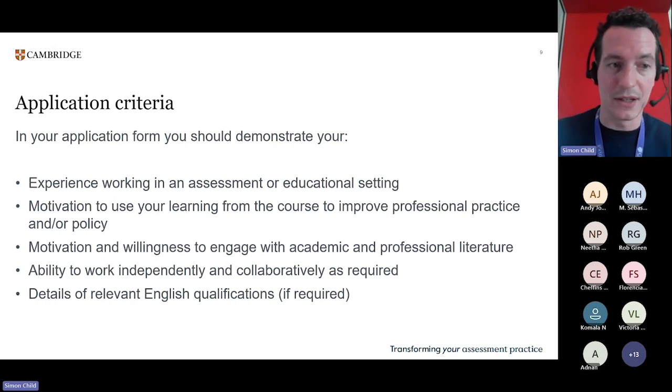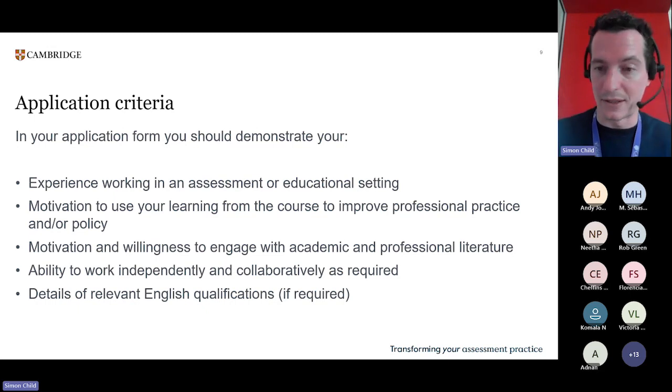Similarly, we're interested to know about your ability to work independently and collaboratively. Whilst you will be working independently for a lot of the time, you'll have to collaborate with your supervisors and with other fellow students, so we want to know about that as well. And if required, any information about English language qualifications, for example if you're an international student.